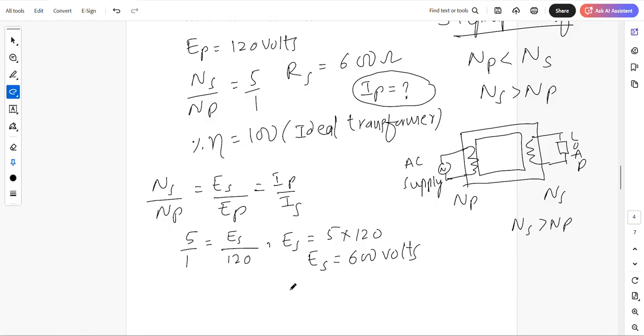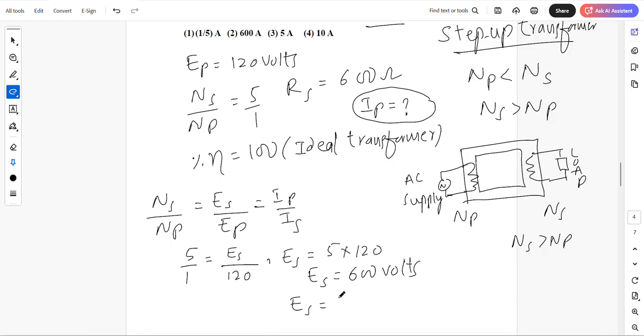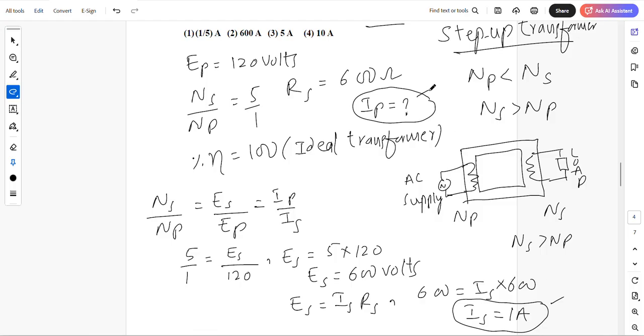From here you can calculate, see, ES is equal to IS into RS. Now we calculate IS. ES is 600. IS we do not know. RS is given, how much is RS? 600. Therefore, IS you are going to get 1 ampere. But this is IS. You have to calculate IP.